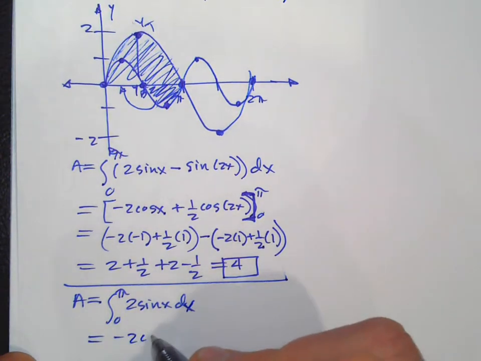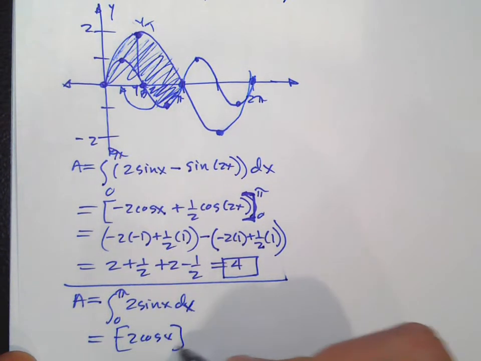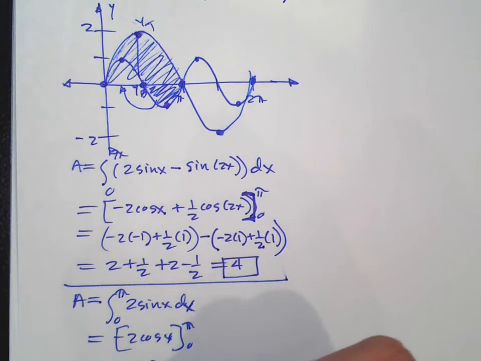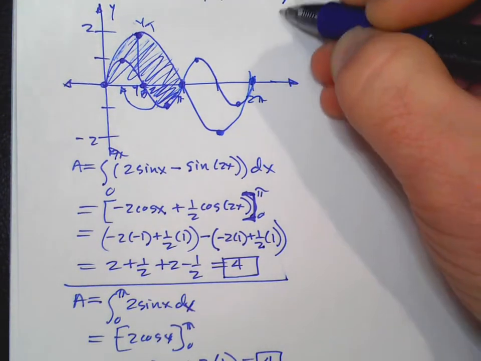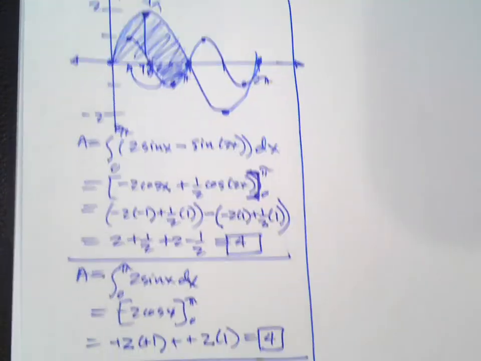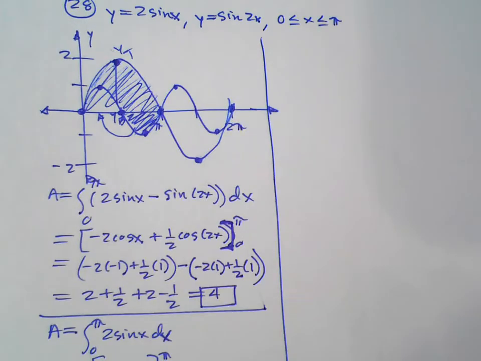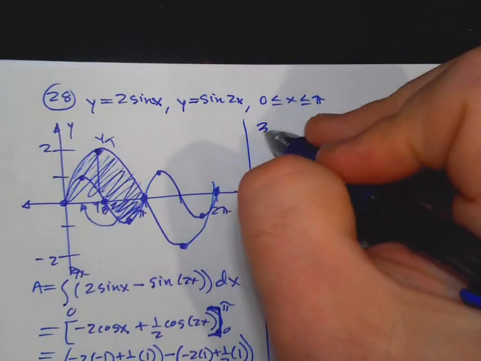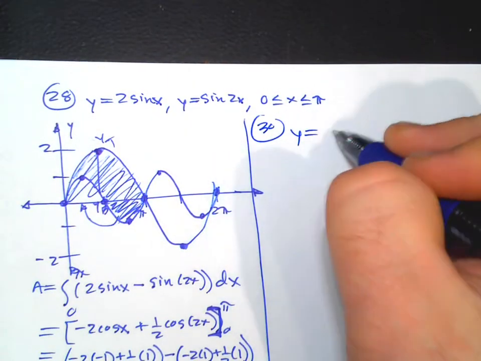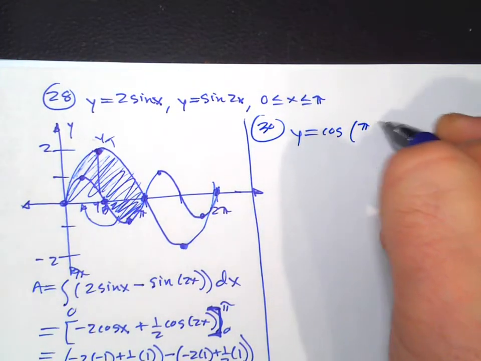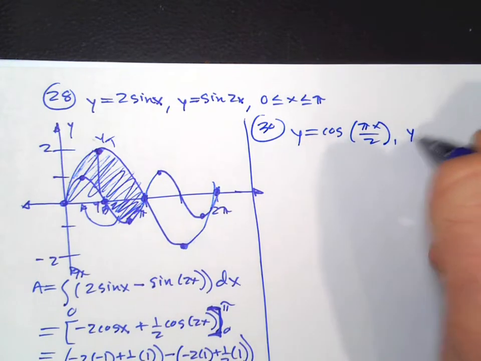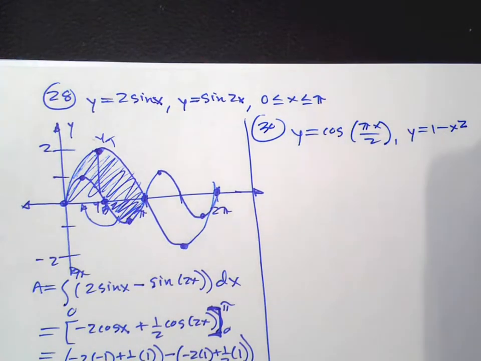So -2 cosine x, 0 to pi. Cosine of pi is -1 minus -2 times cosine 0, which is 1. And we get 4. And a little simpler. Okay. All right. And so for the last one, it is 30. And 30 is y equals cosine of pi x over 2, y equals 1 minus x squared.